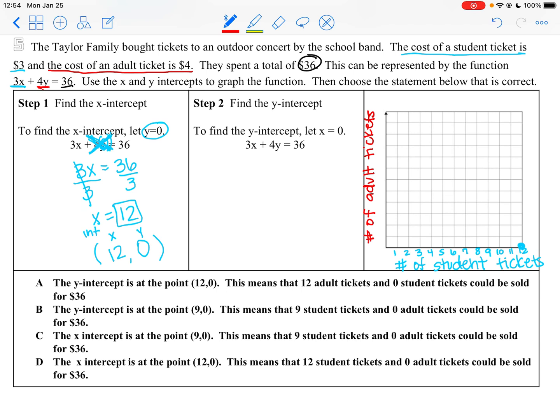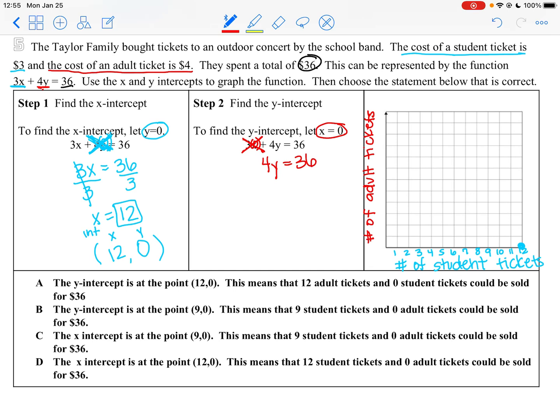I'm going to go back and find the y-intercept now. So to find the y-intercept, I let the x equal 0. So I'm plugging in 0 for the x. So that makes the x term go away. It cancels it out and leaves me with the equation 4y equals 36. So what this equation represents is spending all $36 on adult tickets.